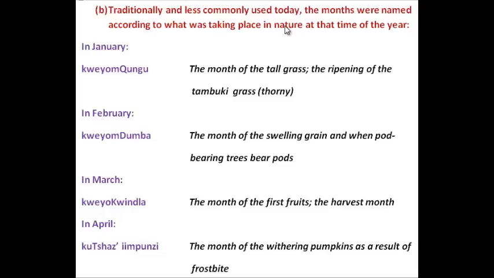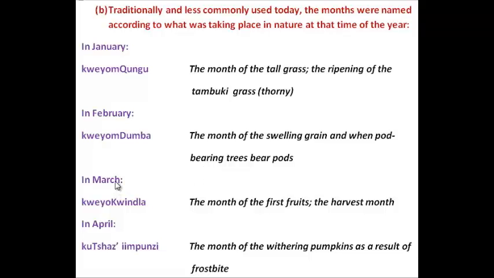But traditionally, and less commonly used today, the months were named according to what was taking place in nature at that particular time of the year. So January would have been expressed as Kweyom Qungu, the month of the tall grass, the ripening of the tambuki, or very thorny grass. February would have been known as Kweyom Dumba. Dumba, to swell. So the month of the swelling grain, and when the pod-bearing trees bear their pods.